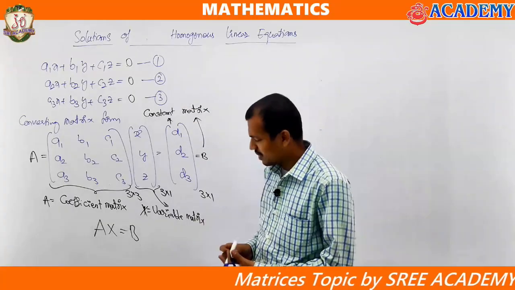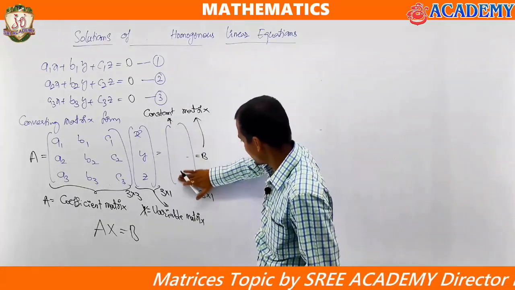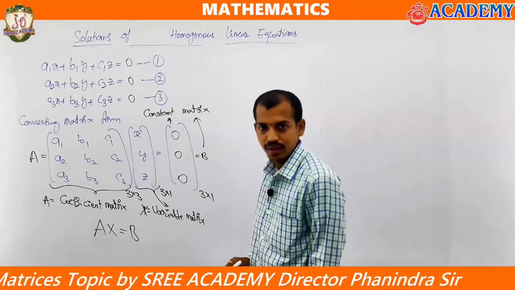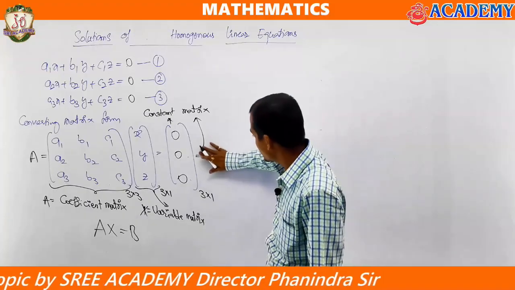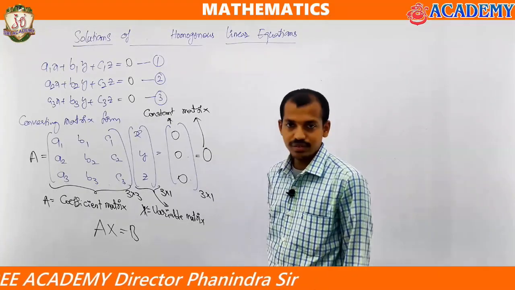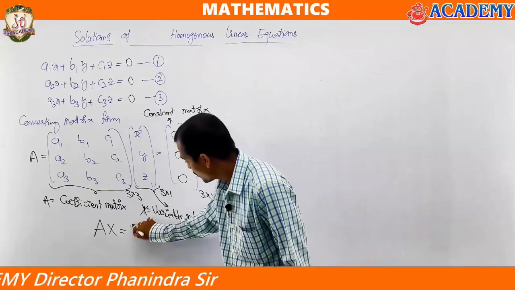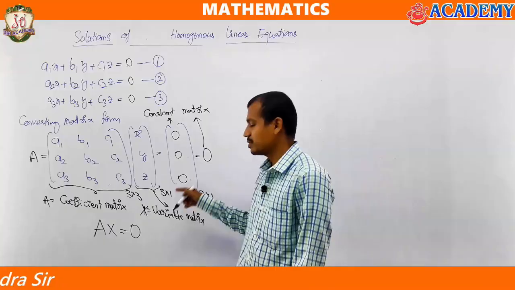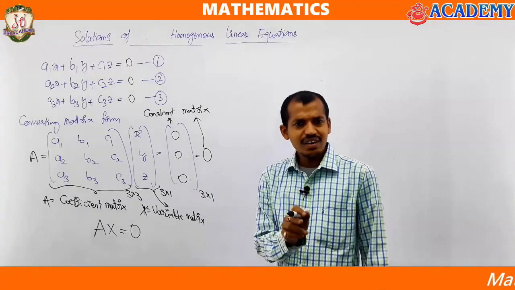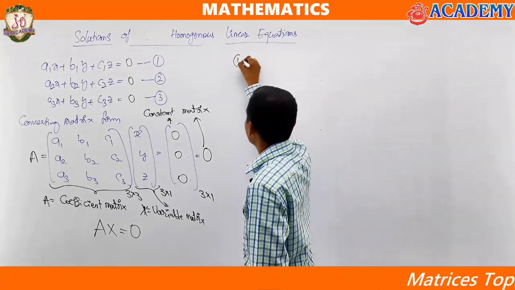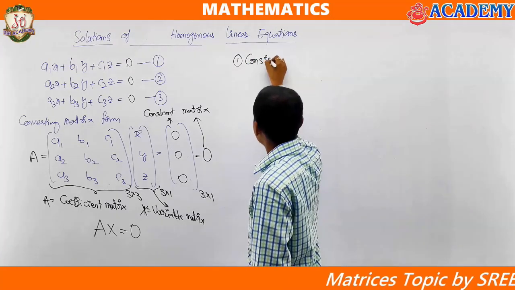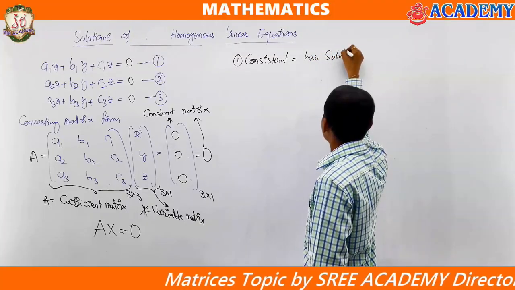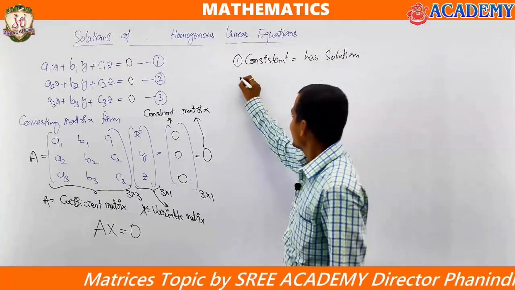For this, what is the constant matrix going to be? If all elements are equal to 0 like this, then we say it is a null matrix. The constant matrix B is going to be a null matrix. See, just before we said, what? Consistent is nothing but what? Has a solution. Inconsistent is what?